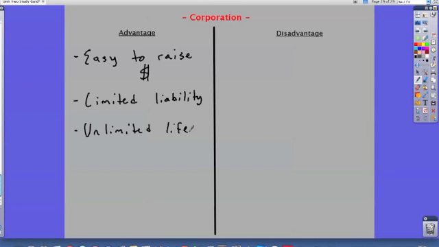Another thing is unlimited life. Let's say the owner of a corporation dies, that corporation continues to exist. So even if you're a part owner, you can continue running that business and making money, even when the person who started it died. A disadvantage is it's very hard to become incorporated. It's a long legal process, it takes years to become incorporated. Very rarely do you see companies starting as a corporation. Usually they start as a sole proprietorship, then partnership, then go to corporation.